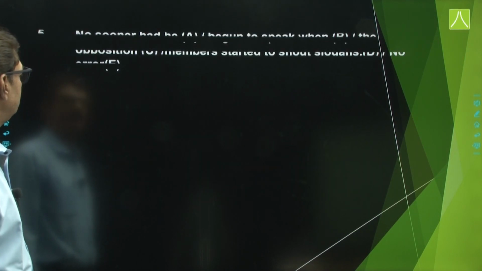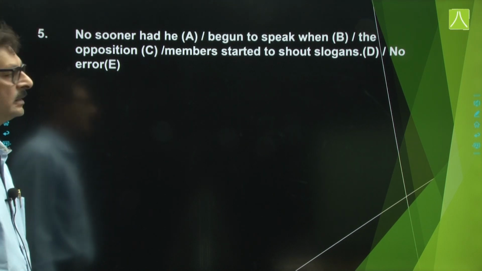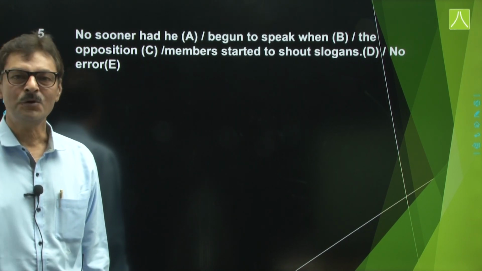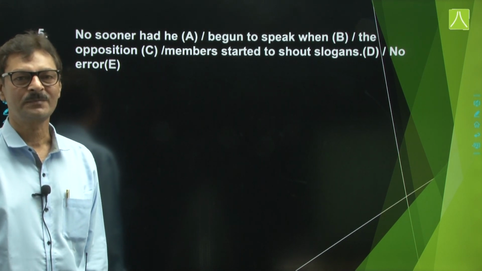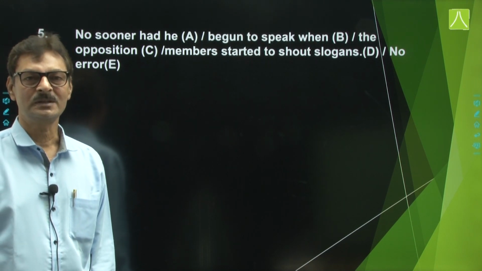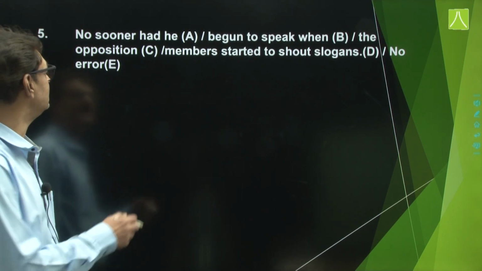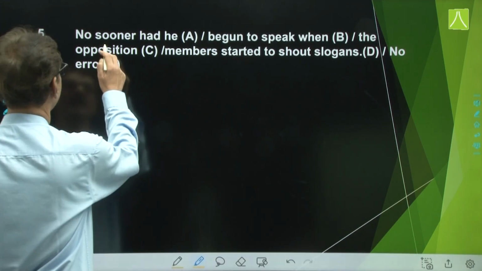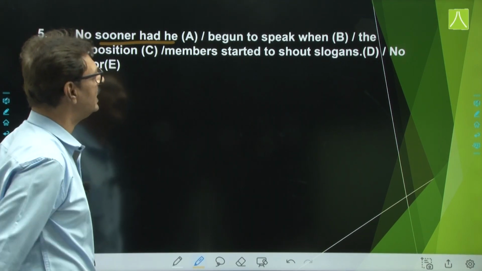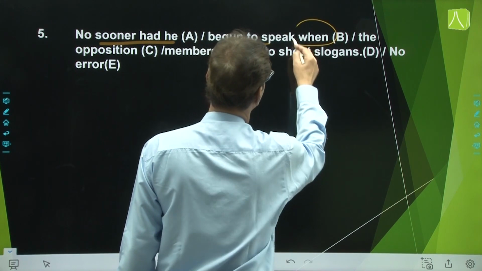The next example. No sooner had he begun to speak when the opposition members started to shout slogans. And if you feel there is no error, go with E as the option. Yes, which one is the correct option? Yeah, which part has an error? Does part A has an error? No sooner had he, सर इसके अंदर तो कुछ error नहीं है. Began to speak when. Now this is conflicting.